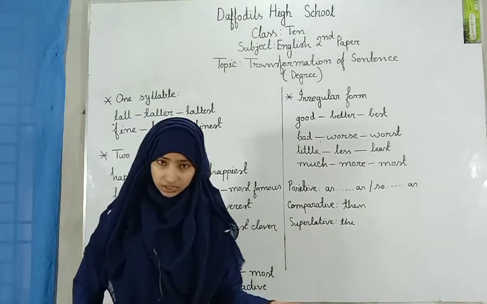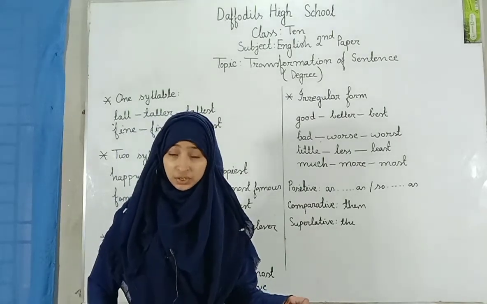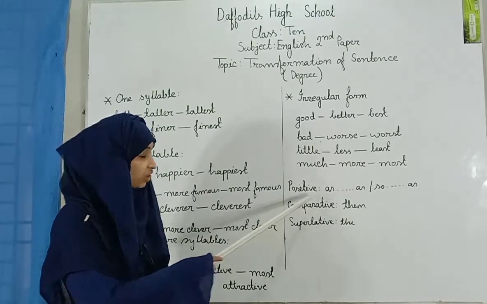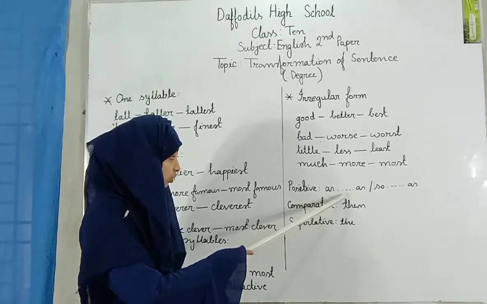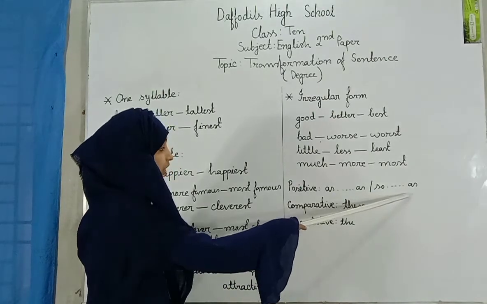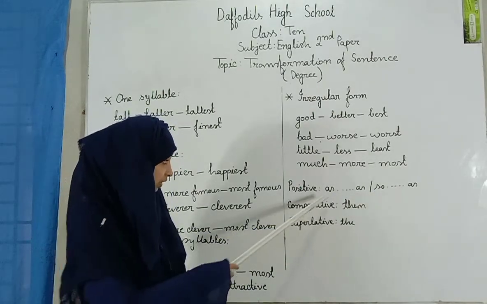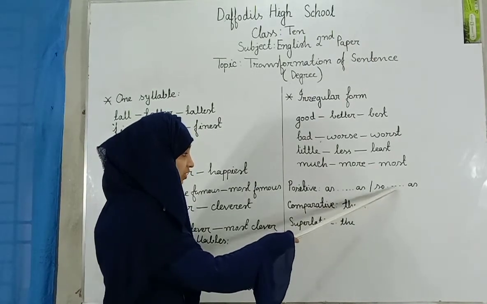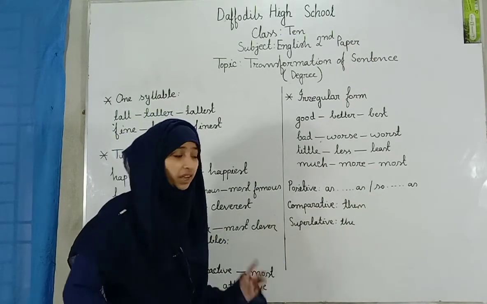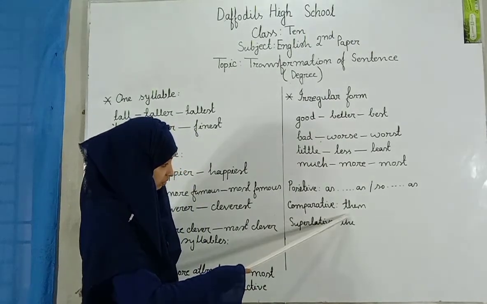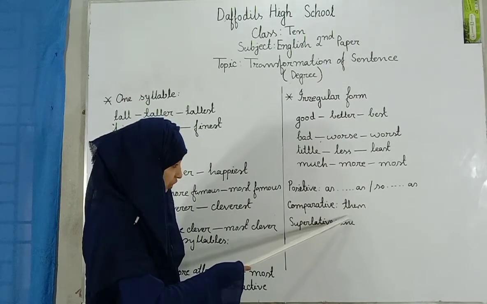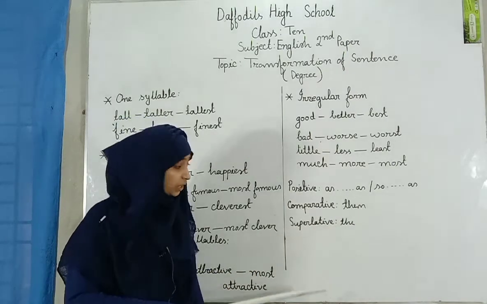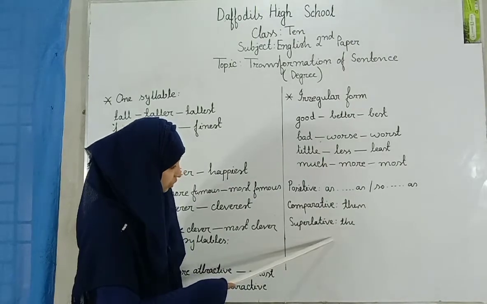Dear students, there are some points you should remember. In positive degree, the sign of positive degree is as...as or so...as. That means as adverb or adjective as, or so adverb or adjective as. The sign of comparative degree is than, and it must be used after the adjective. The sign of superlative degree is the, and it is used before the adjective.